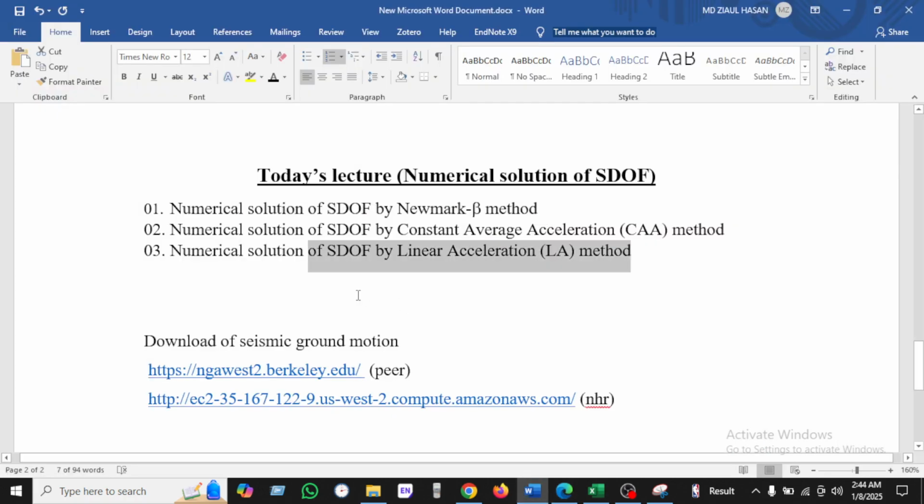That was my lecture. The lecture was the numerical solution of single degree of freedom. At first, I am clarifying the numerical solution of single degree of freedom by the Newmark-Beta method. Newmark-Beta method is using the constant average acceleration method and linear acceleration method. We have been seeing the linear acceleration method is getting more value than the constant average acceleration method.